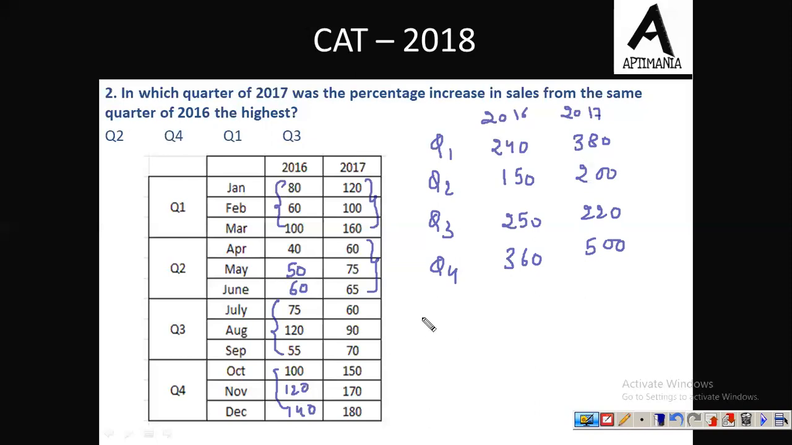So in quarter one there was an increase of 140 over 240. In quarter two there was an increase of 50 over 150. In quarter three there was a decrement. So we need not calculate for this, है ना, हमें बताना है कि परसेंटेज इंक्रीज हाईएस्ट कब था, यहाँ तो परसेंटेज डिक्रीज हुआ है, so we need not calculate for this. Quarter four में there was an increment of 140 over 360.